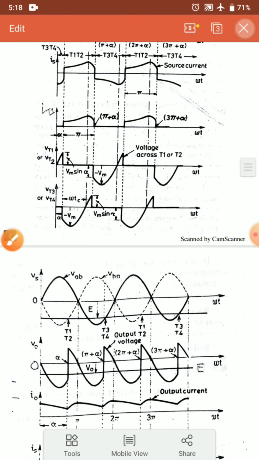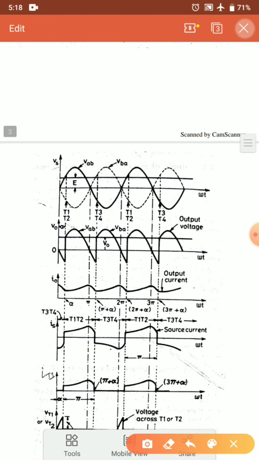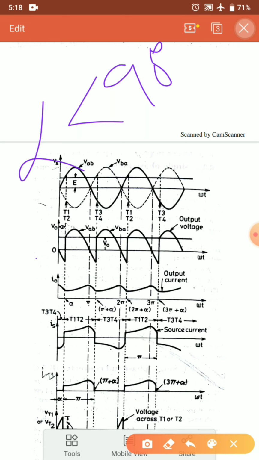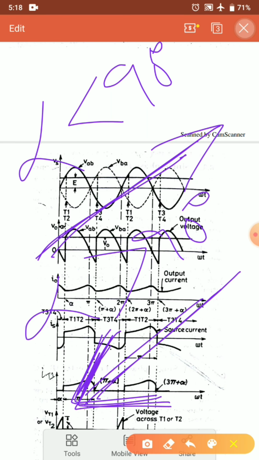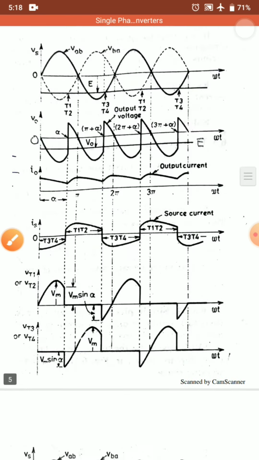Two cases we have discussed for a bridge converter. For the midpoint converter also the same thing will happen. That is, if alpha is less than 90 degree, it is working like a converter, that is current will flow in this direction. Then if alpha is greater than 90 degree, the flow of current will be reversed. Why will it be reversed? Because from the load to the AC supply there is a flow of power.